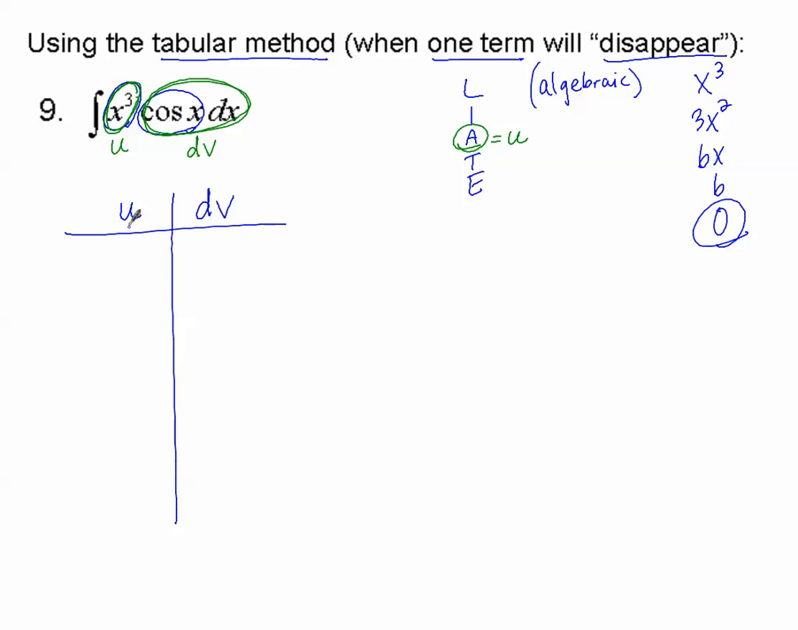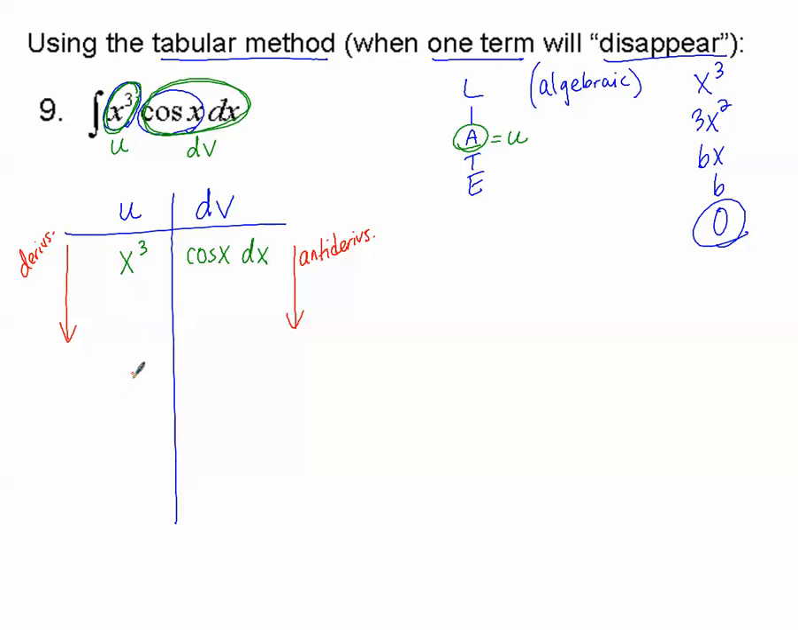On the u side, we put what we picked for u, x cubed. On the dv side, we put what we picked for dv, cosine of x dx. On the u side, we take derivatives, just like we were doing before. On the dv side, we take anti-derivatives, just like we were doing before. But we do it quicker.